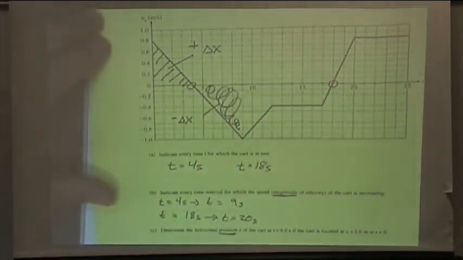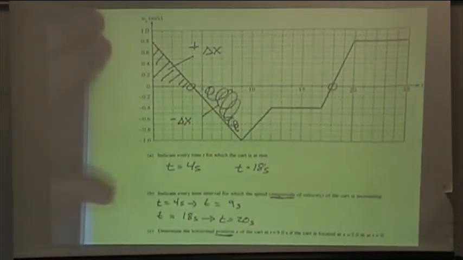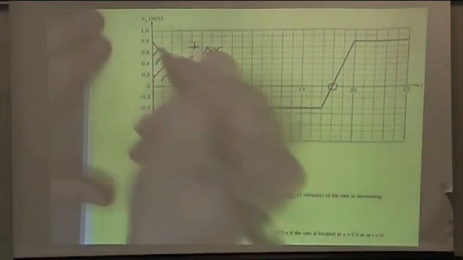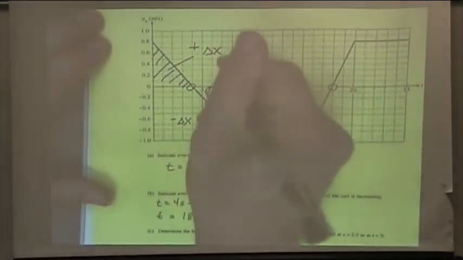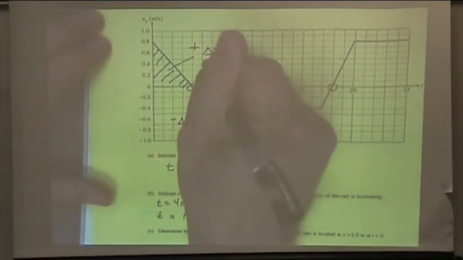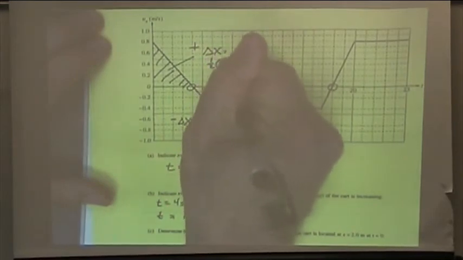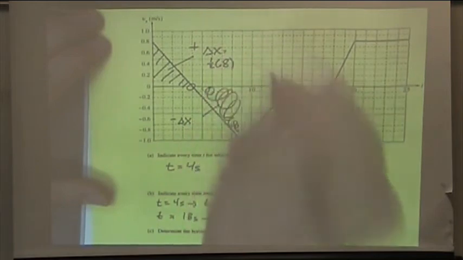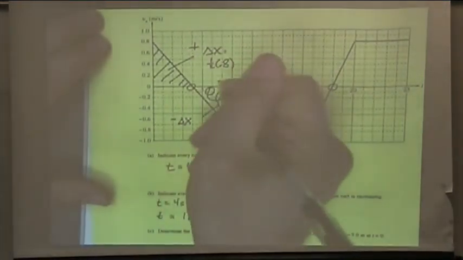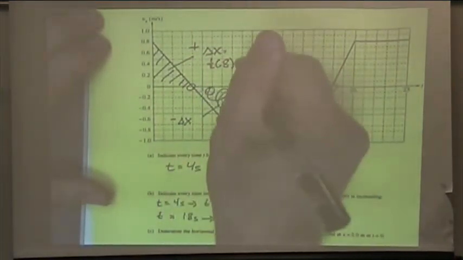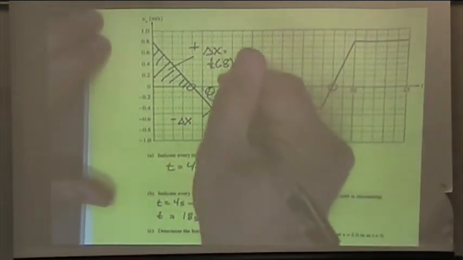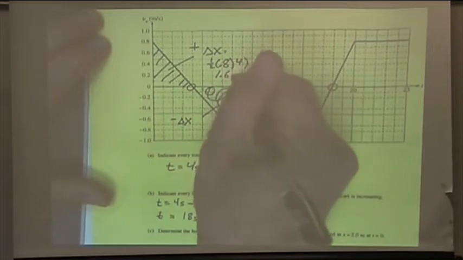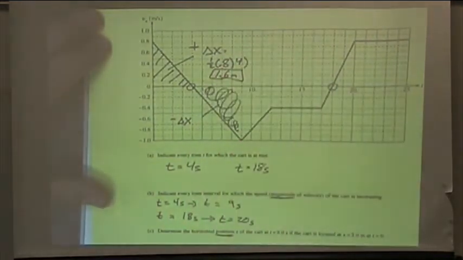Let's find the actual areas and then we can talk about what to do with them. We've got 0.8. Since they're triangles, we use 1/2 base times height here. So we'll do 1/2 times 0.8 times the base here, which is 4. So that would be 2 times 0.8, or 1.6 meters. Put a little box around that.